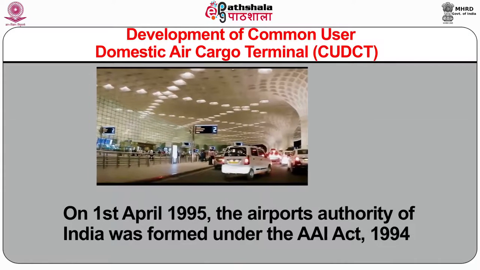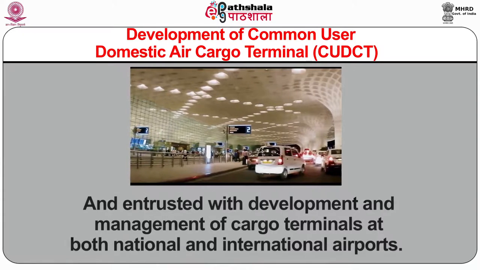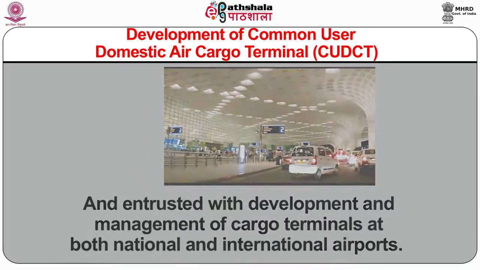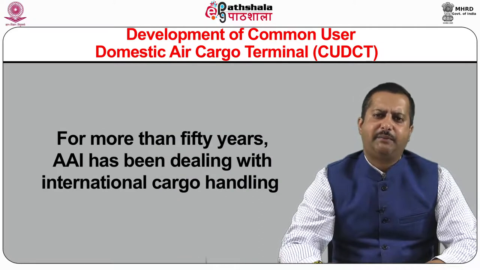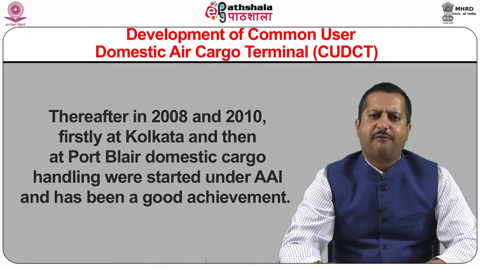On 1st April 1995, the Airports Authority of India was formed under the AAI Act 1994 and entrusted with development and management of cargo terminals at both national and international airports. For more than 50 years, AAI has been dealing with international cargo handling and storage at Delhi, Chennai, Kolkata and Mumbai before JVCs, that is joint venture companies such as DIAL or MIAL, took over operations at Delhi and Mumbai airports in 2006. Thereafter in 2008 and 2010, firstly at Kolkata and then at Port Blair, domestic cargo handling was started under AAI and has been a good achievement.